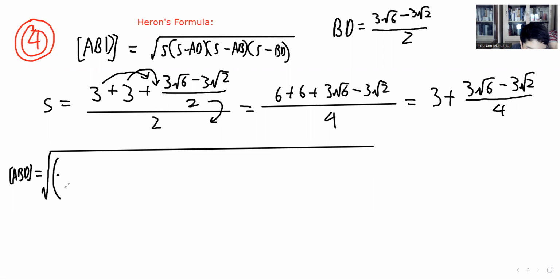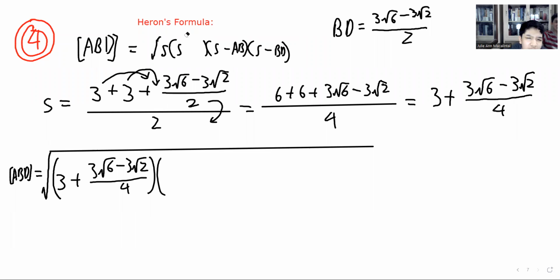equals 3 plus 3 square root of 6 minus 3 square root of 2 over 4. It's really complicated. Oh, so actually, since AB is already 3, I need to point this out so we won't have to go through a more complicated process. Since this is S minus 3 and S minus 3, I must simplify this already to avoid having to go the long way. It will take a long time.